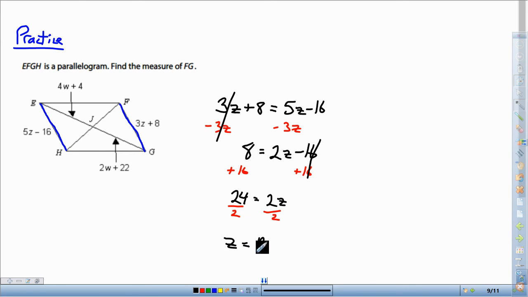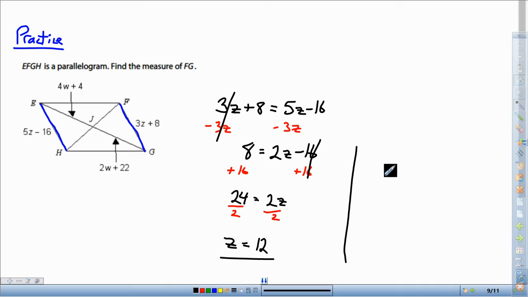Okay, be careful. You'd be tempted to stop here, right? But this problem didn't say solve for z. It said find the measure of FG. So we're close. This is definitely going to help us get our answer. Sometimes I like to underline it, but it's not my answer. I've got to go one more step and plug it into this side length.